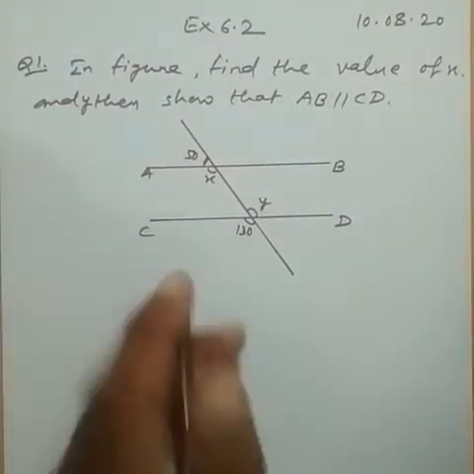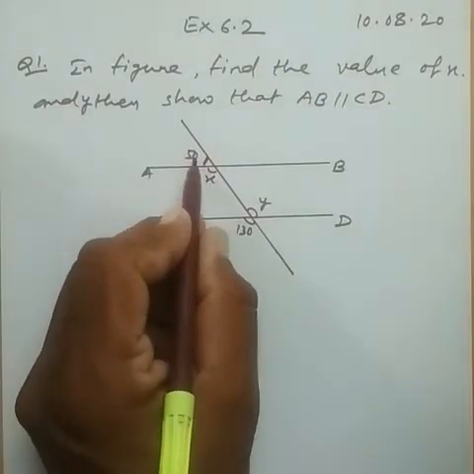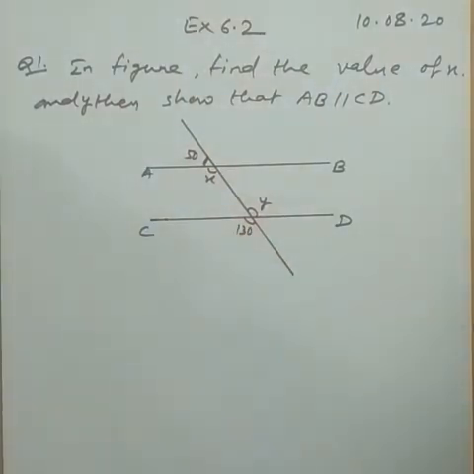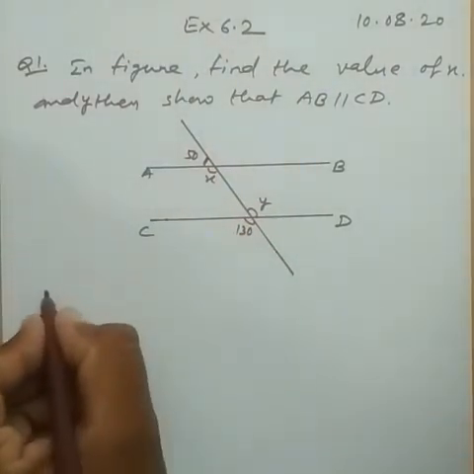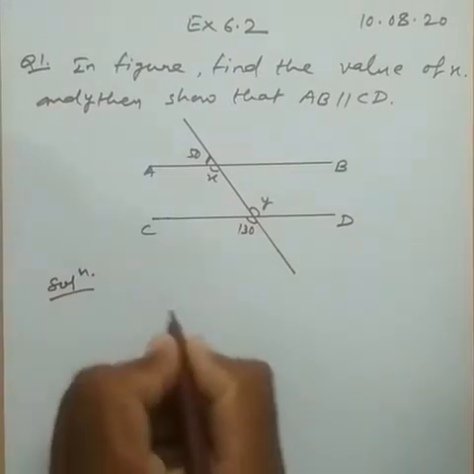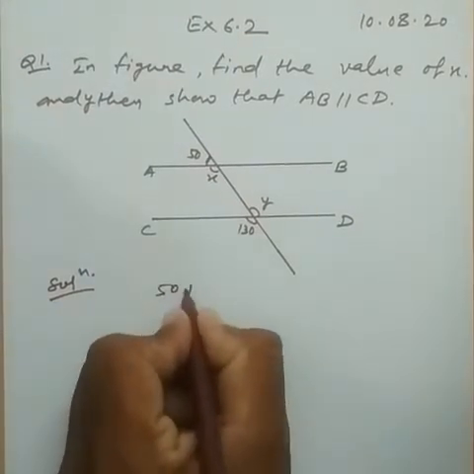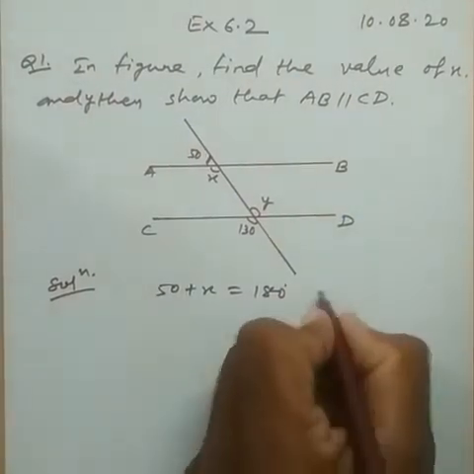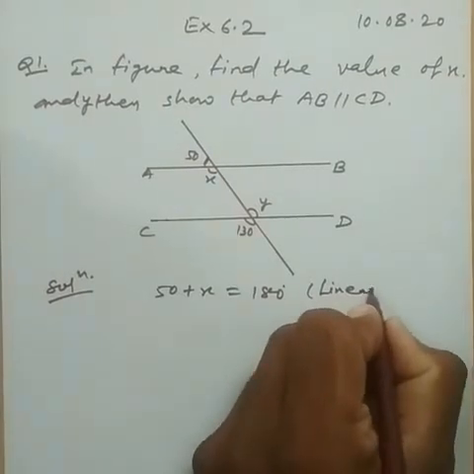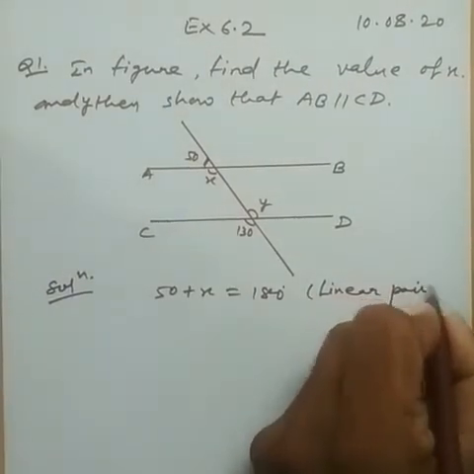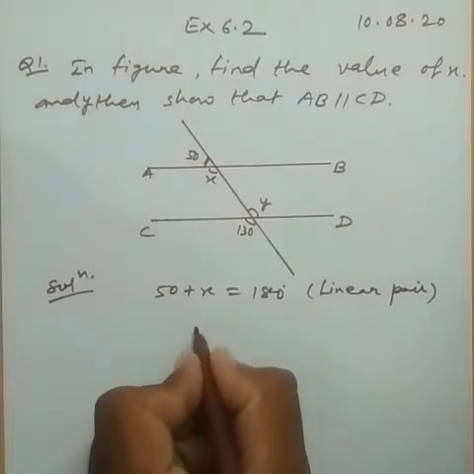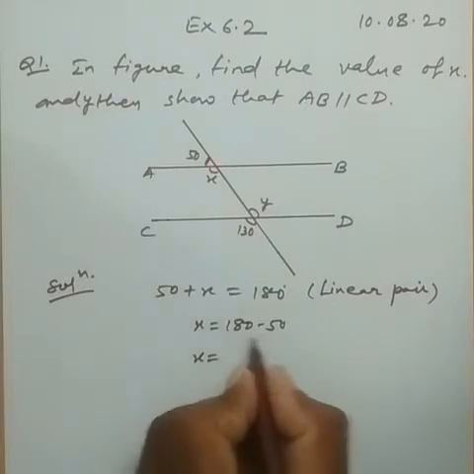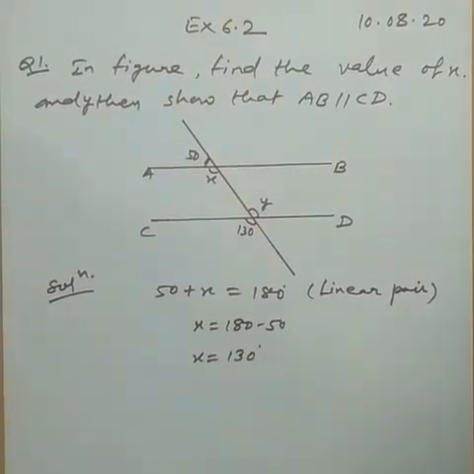So, first of all, x and 50 are in a linear pair because this ray stands on a line. So the solution of this question is 50 plus x equal to 180 degrees in a linear pair. So x equal to 180 minus 50, and x equal to 130 degrees.